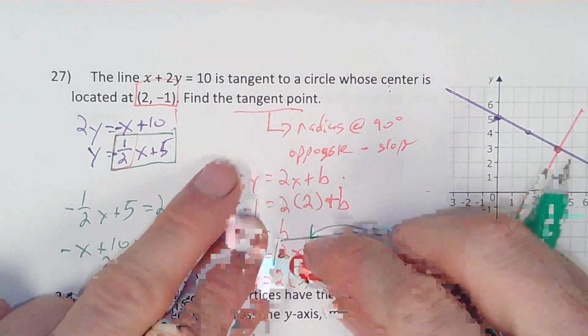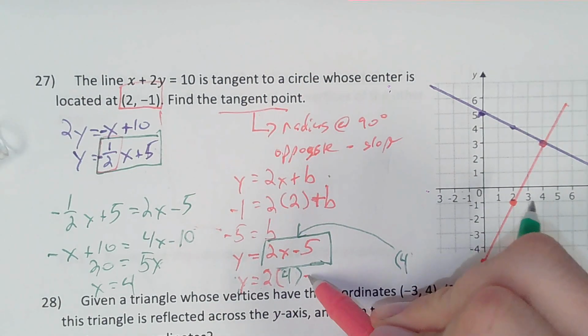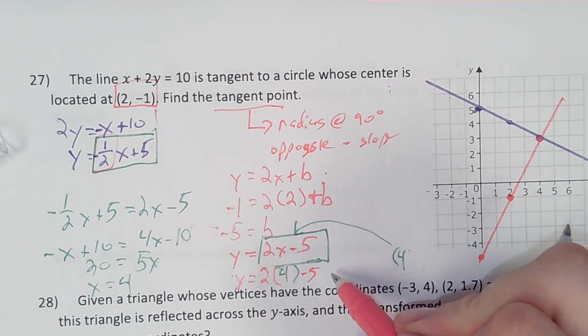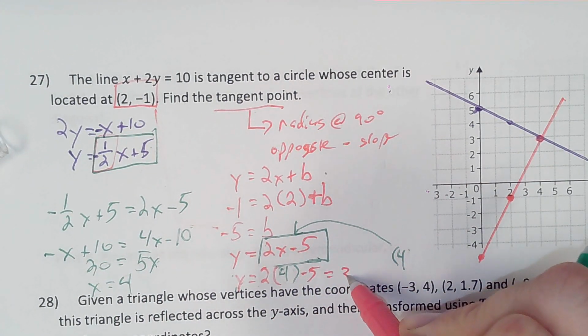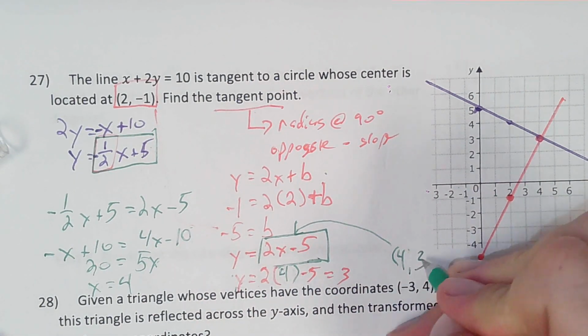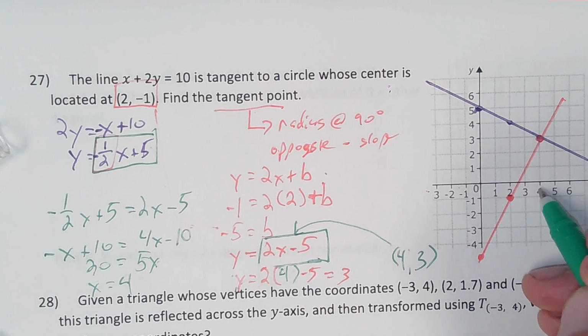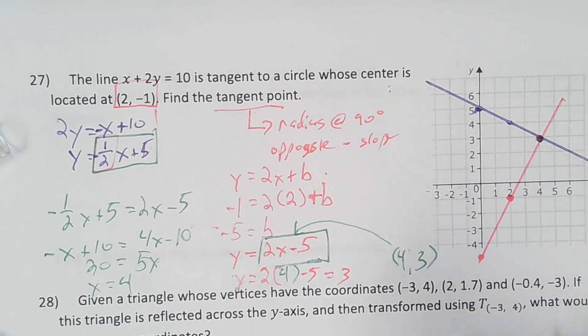So let's drop this in here, make that 4. So it's going to be 2x minus 5. Sorry about that. All right, so it's going to be 8 minus 5. My y value is going to be equal to 3. All right, so it's going to be 4 comma 3, and you'll see my intersection point is going to be 4 comma 3. That's where my tangent point meets.